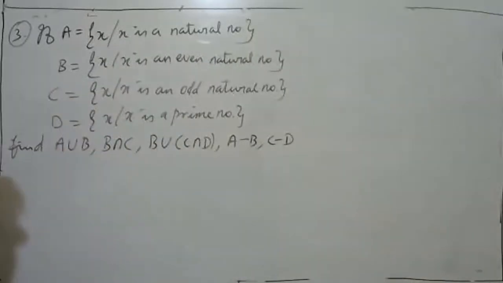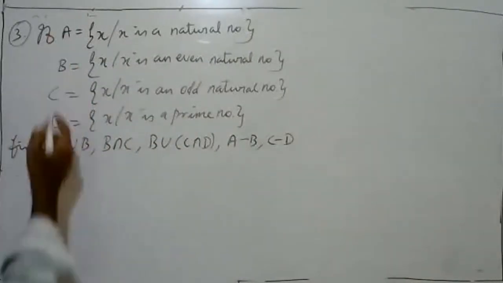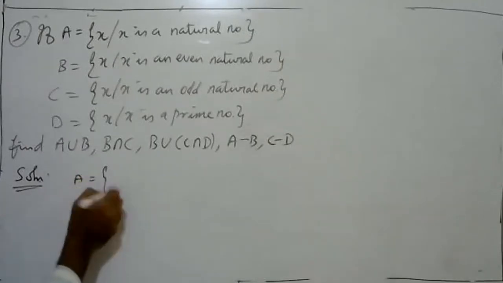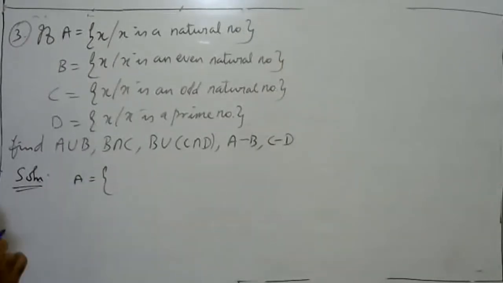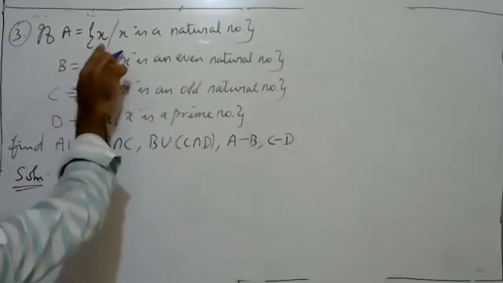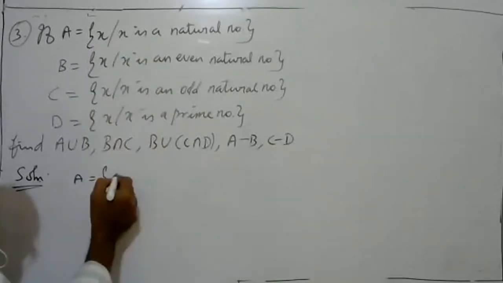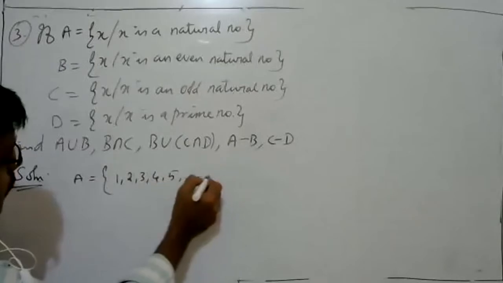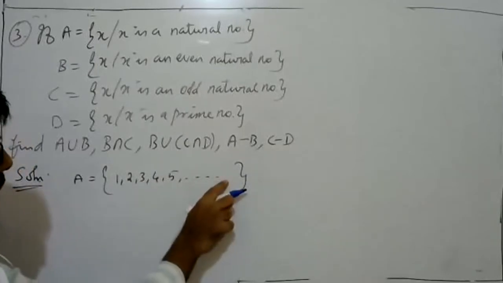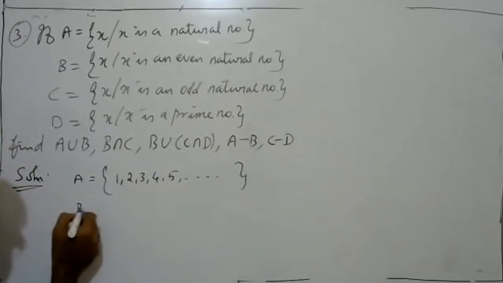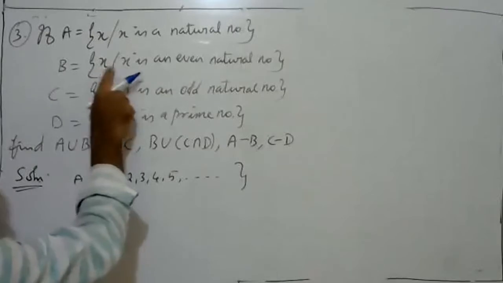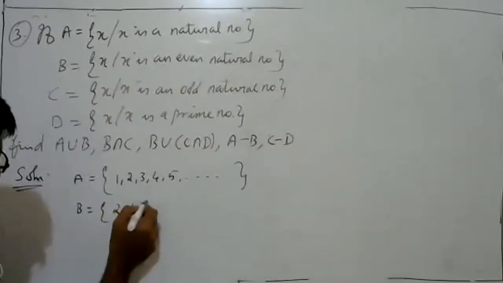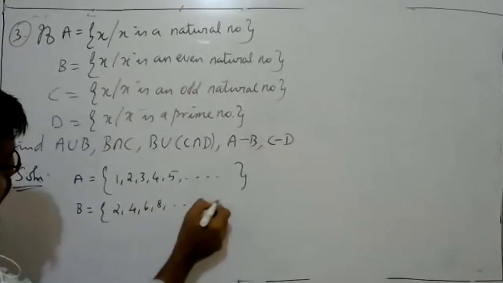So now look at that. First of all, write the elements of this A, first of all in roster form. Then only we can easily find out A union B, B intersection C, everything. Okay, what is the A? Set of all x, x is a natural number. Natural number means it starts with 1, 2, 3, 4, 5, and etc. It is an infinite set. There is no end. Okay, come to that B. What about my B? B is x is an even natural number. Even natural number means 2, 4, 6, 8, and etc.